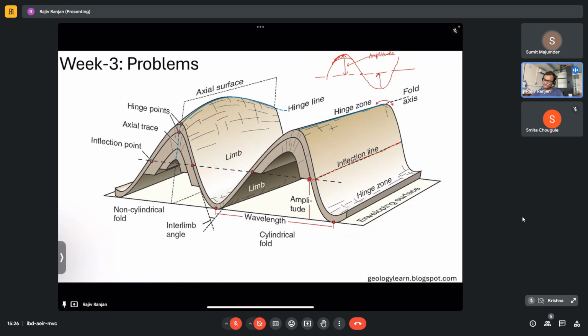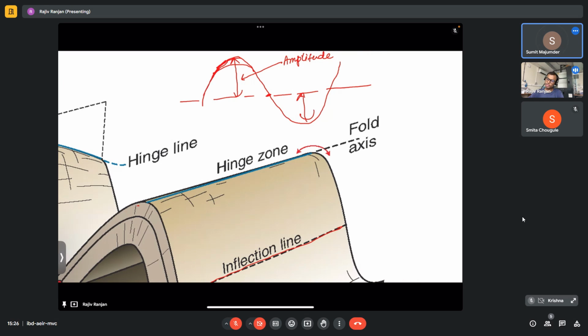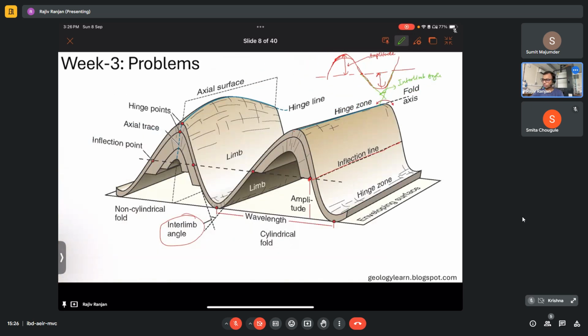So now comes the interlimb angle. The interlimb angle is something that the limbs make. Suppose these are the two limbs, limb one and limb two of this fold. The angle which it makes, you extend this like this, and this angle is known as the interlimb angle. I hope you have all gone through all these things. I just wanted to go through so that you understand.